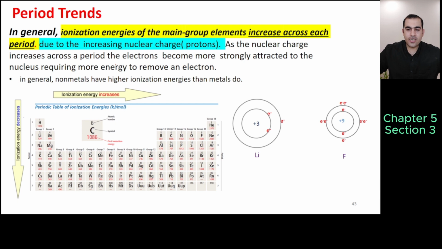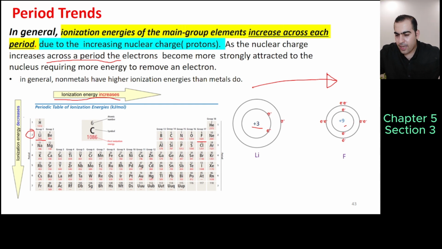So ionization energy increases across each period. Ionization energy increases means the energy you need to remove one electron from an atom increases. Why? Because of increasing nuclear charge. Let's take an example. Period 2, for lithium, we need 520 kilojoule per mole, but for fluorine, we need 1681. Look, we need much higher energy to remove only one electron. So why? Across the period, the proton number increases. As the nuclear charge increases across the period, electrons become more strongly attracted to the nucleus, requiring more energy to remove an electron.